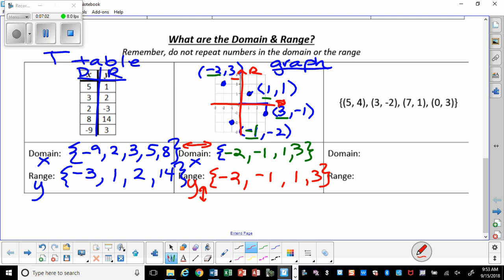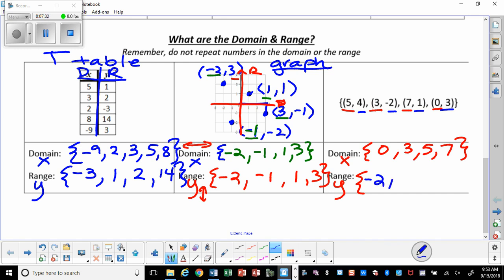Okay. All right, so now I've got these points here. So same thing, domain. I'm going to look at the x values. So these are the x's. So what's my smallest one? 0, 3, 5, 7. Okay, and then the range is y. So the y values are these. So let's see, that would be -2, 1, 3, and 4. Okay, this is just a list. These don't go together. All right, there's no correlation there. And that's it. That's all domain and range.